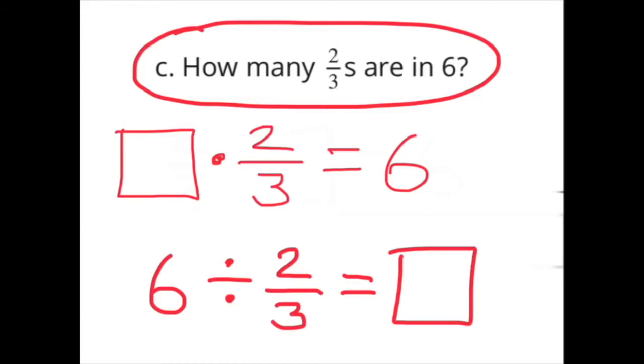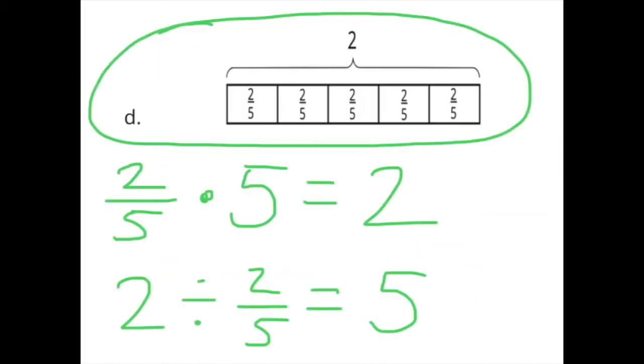C. How many 2/3 are in 6? That would be what number times 2/3 equals 6, or 6 divided by 2/3 equals what number? D. This diagram can be represented by 2/5 times 5 equals 2, or 2 divided by 2/5 equals 5.